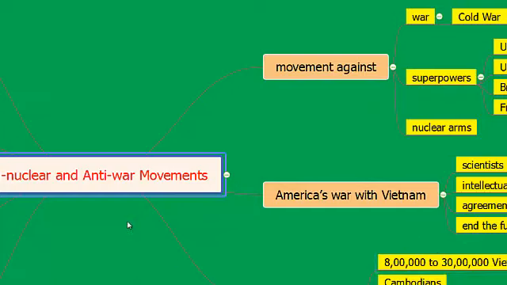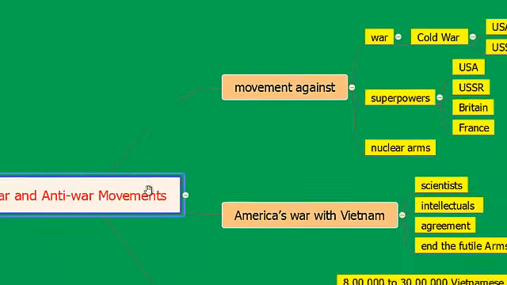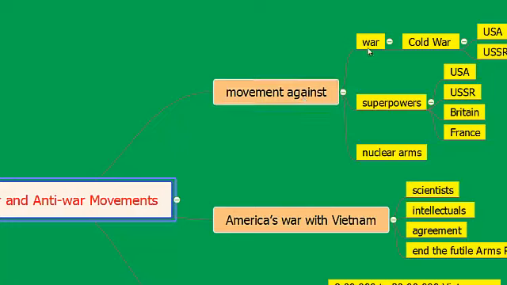So we shall enter into the topic now. Anti-nuclear and anti-war movements. In the 1970s and 80s, we saw a new kind of movement. That movement was against war, especially against the Cold War.